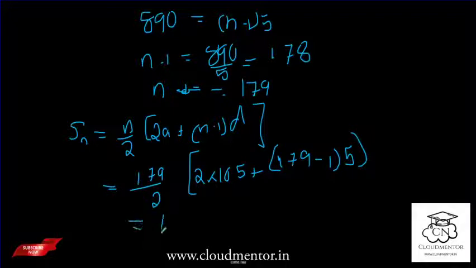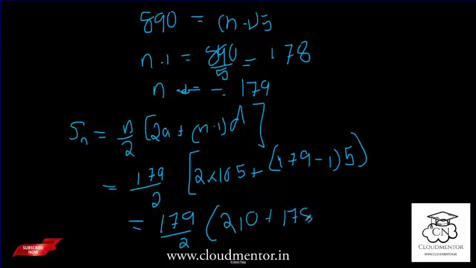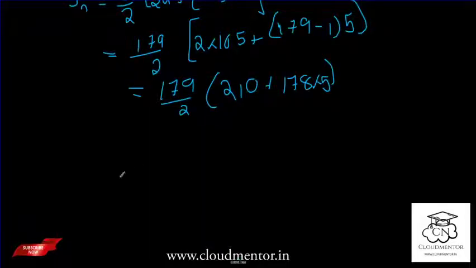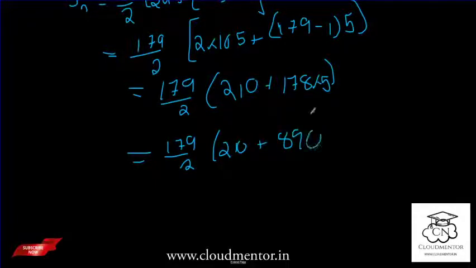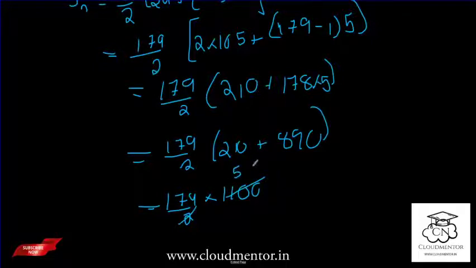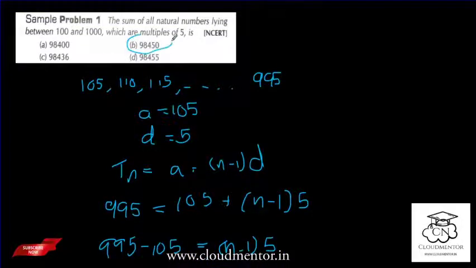By giving values and calculating, we get 210 plus 178 multiplied by 5. So 179 by 2 of 210 plus 890. That is 179 by 2 of 1100. By cutting, we get 550. So the answer here is 98450. So the option is 98450. Option B is the right answer.